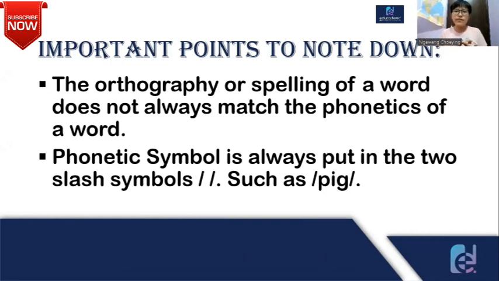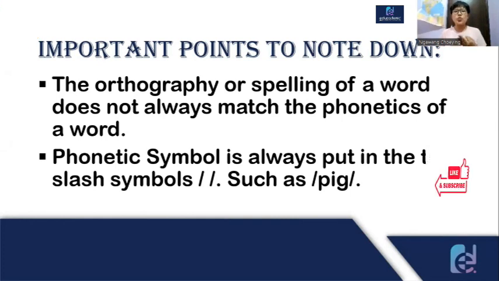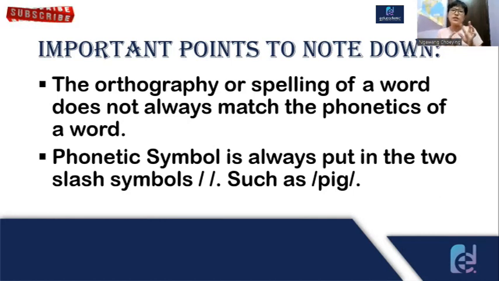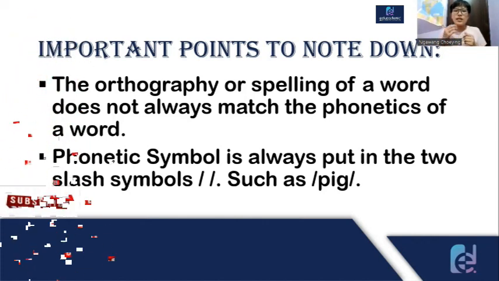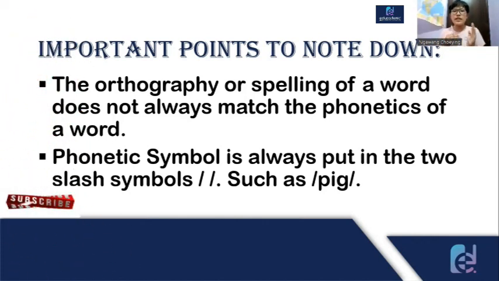Let's take an example of the word phone. If we look at it from the spelling side, there are 5 letters in the word phone, but from the phonetic side, there are only 3 sounds. So there's a difference in the number of letters present in the phonetic symbol of the word phone and the spelling of the word phone. The number of letters in the phonetic symbol and the spelling do not always match.